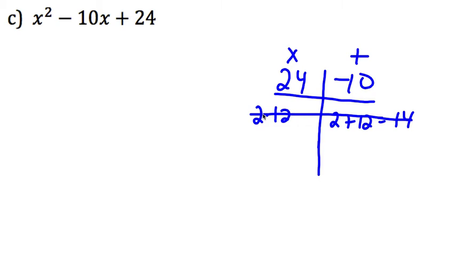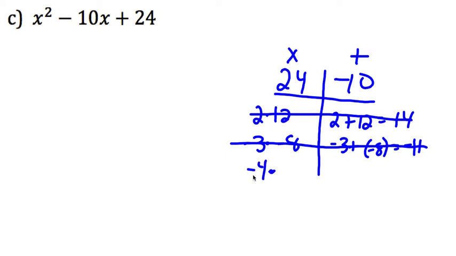But do you see here that if I keep multiplying two positive numbers, my answer will be a positive. So let's switch over to our negatives. So let's say negative 3 times negative 8. Negative 3 plus negative 8, well, we're getting close, that's negative 11, but still not negative 10, so that one doesn't work. Another factor of 24 would be negative 4 times negative 6. Negative 4 plus negative 6. There's our answer.